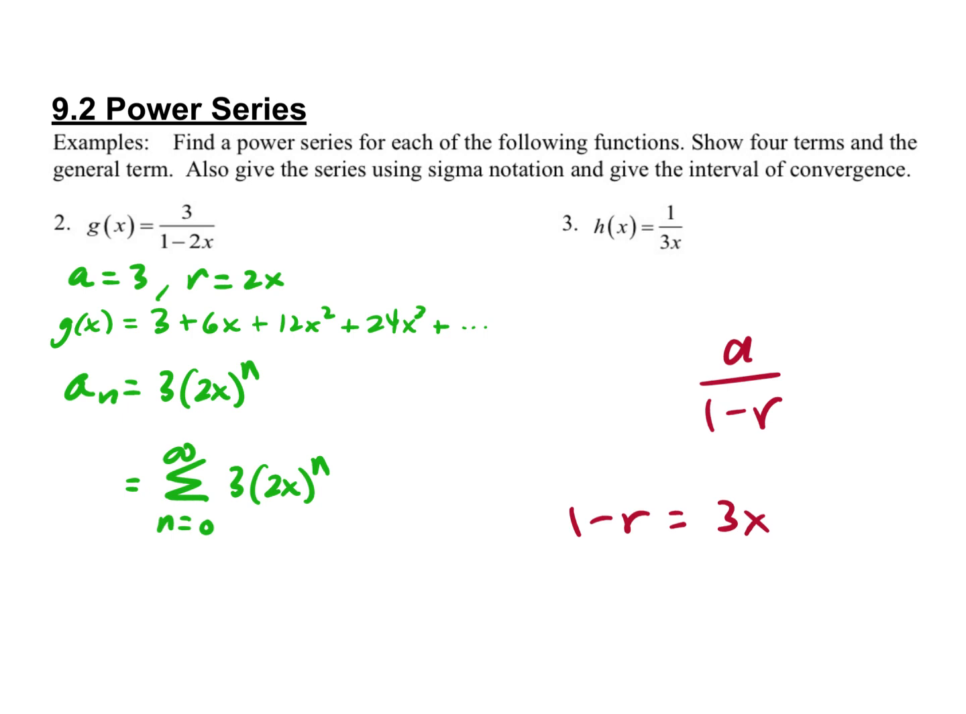Think about that. Try to come up with what the r value needs to be for this problem. And the key is we're trying to get it into this form because then we can write it as a geometric power series. So what does r have to equal here? 1 minus 3x.